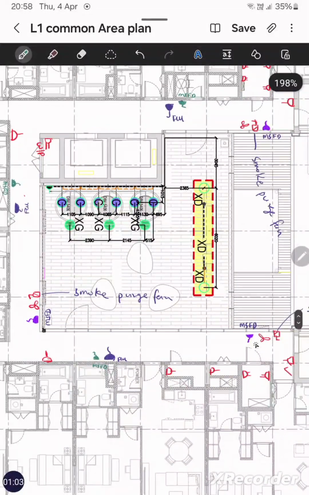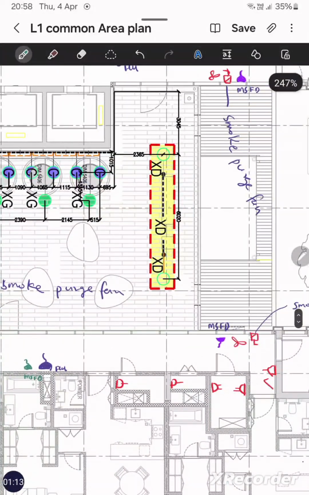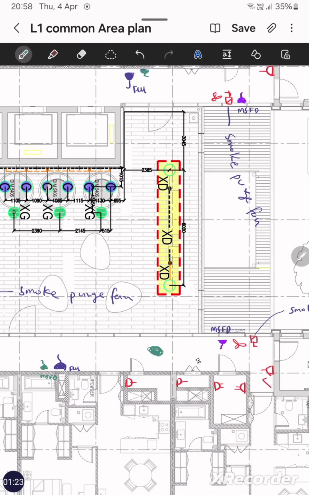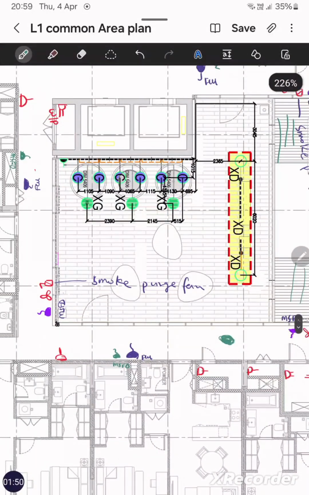What is the difference between the smoke purge system MSFD and the fresh air system MSFD? During the fire, suppose there is fire here, so it will create smoke. In the normal condition, this smoke purging fan is closed all the time, okay? And once the fire is detected, then this MSFD will open the damper and the fan will run, and it will extract the smoke from the corridor, and it will release it to the open atmosphere, okay?